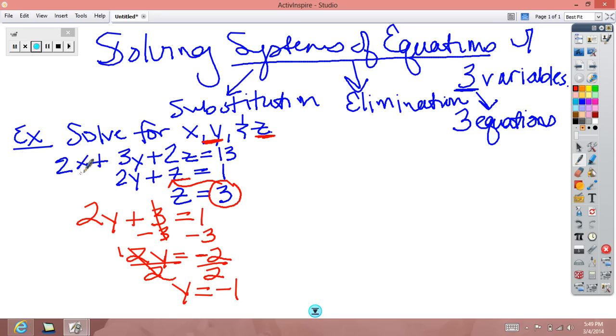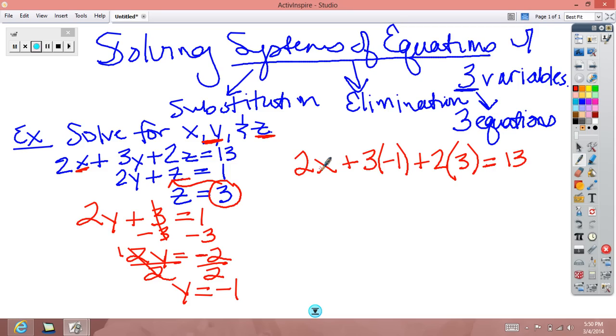So now the only place I see an x is here, so we're probably going to have to use this first equation. So I'm going to plug in my y and my z into this equation, and then I should only be left with x, and we can solve for x. So 2x plus 3. Instead of y, I just found out that y is -1, so I substitute that in. Plus 2 times z, which is 3, equals 13.